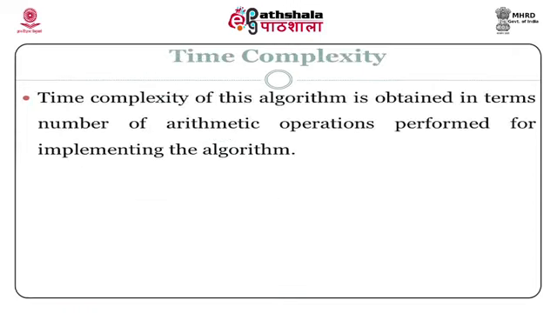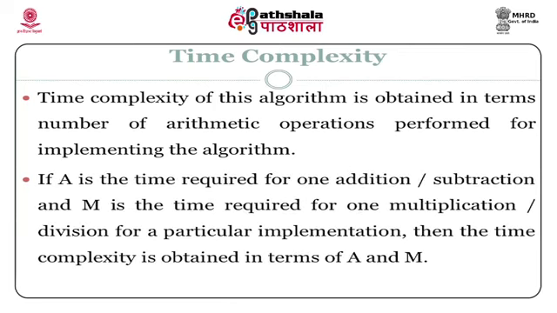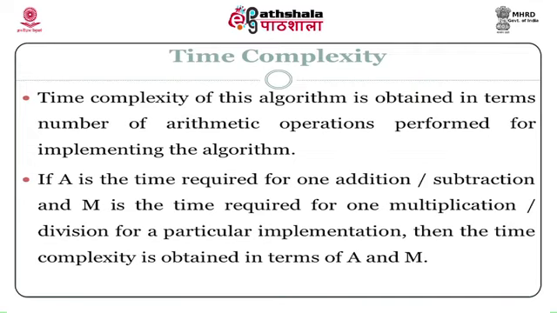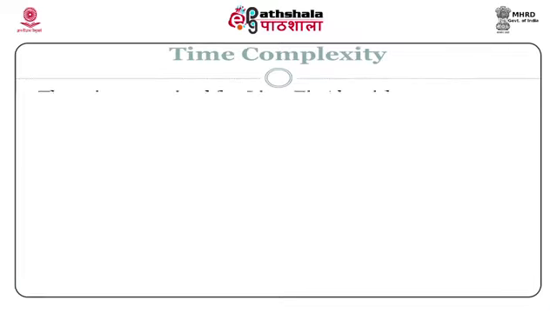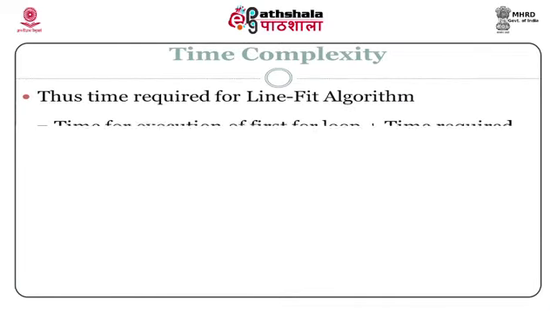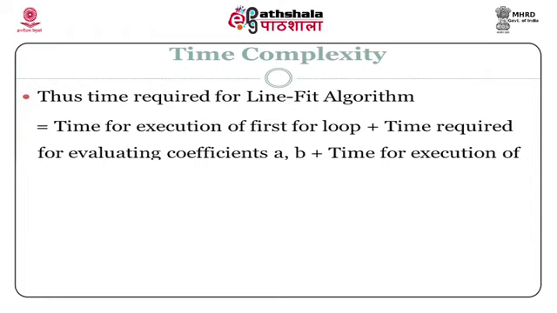The time complexity is also very easy to compute in this case. It is obtained in terms of the number of arithmetic operations performed by the algorithm. A is the time required for addition and subtraction, and M is the time required for multiplication and division. The time required for the line fit algorithm is the time for execution of the first for loop, plus the time required for evaluating coefficients A and B, plus the time for execution of the second for loop.